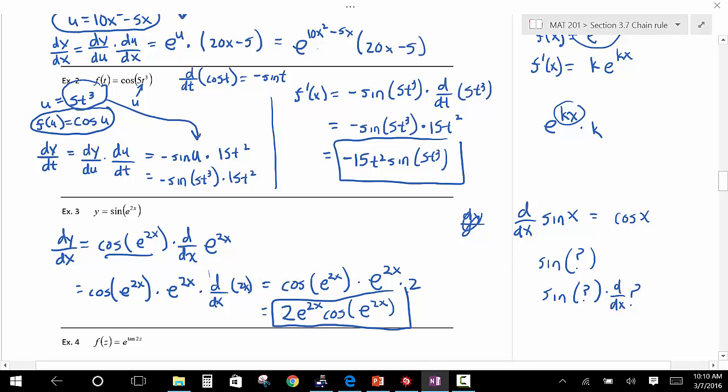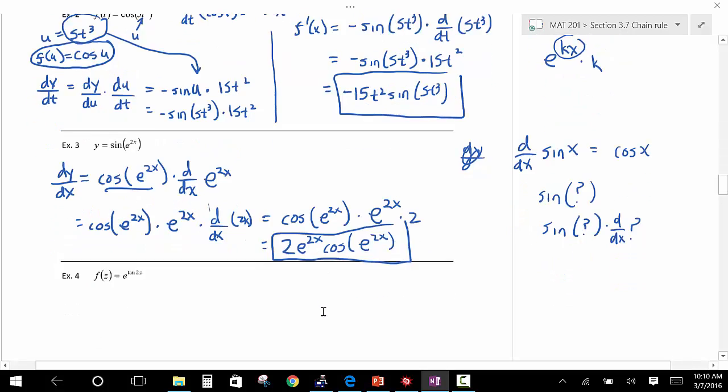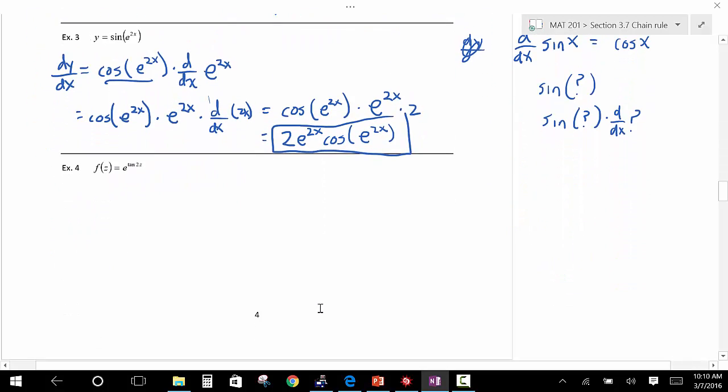That can be a little tricky. So what you're doing is the derivative of the sine is the cosine. Then you do the derivative of the inside part, which ends up being 2e to the 2x, like that. Does that make sense? Okay. All right, let's do this one.